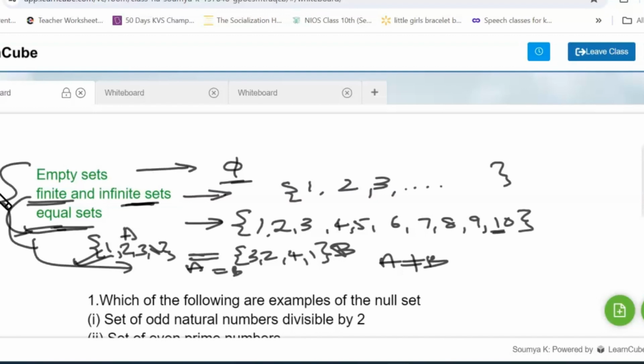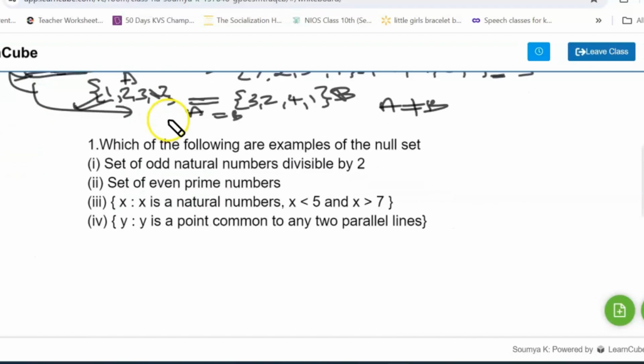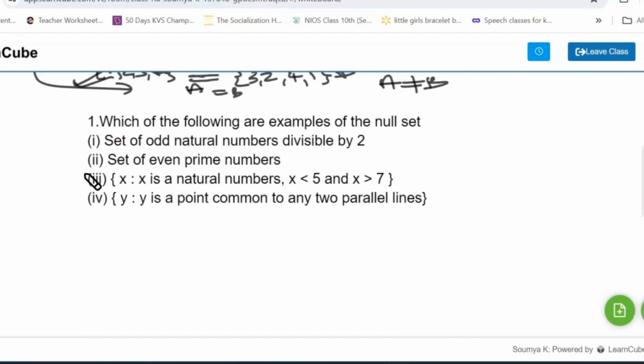Hope you understood the meanings of these sets, and based on this we are going to do the questions from exercise 1.2 of the NCERT textbook. So the first question, let's see what it is. Which of the following are examples of the null set? Null set means empty set. You will not have any element in that.